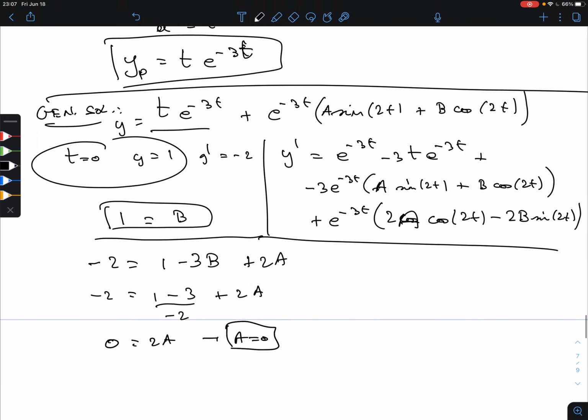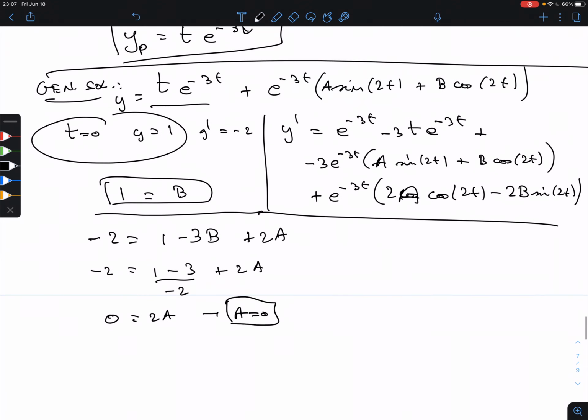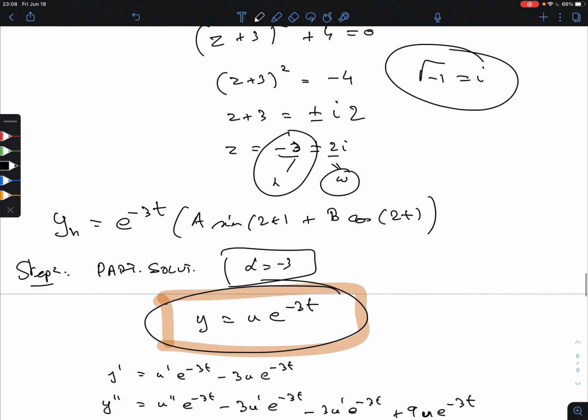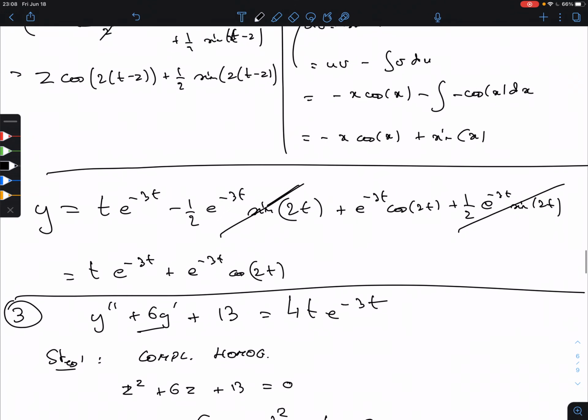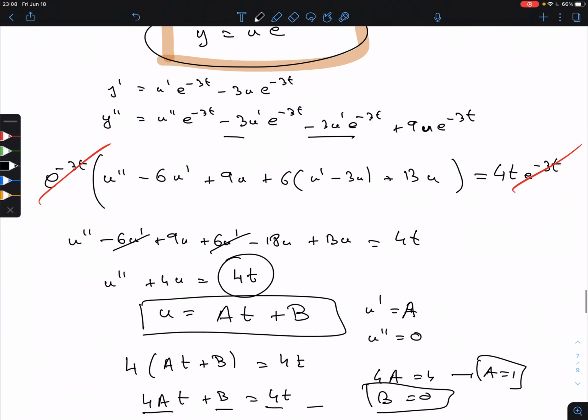So what is our solution? According to this here, our solution is y is t e^(-3t) plus e^(-3t) cosine 2t, since a was 0 and b was 1. And again, big moment of truth. Is this now the same? It sounds very similar, but, big sigh of relief. It is the same, right? This was what I found using the Laplace transform.